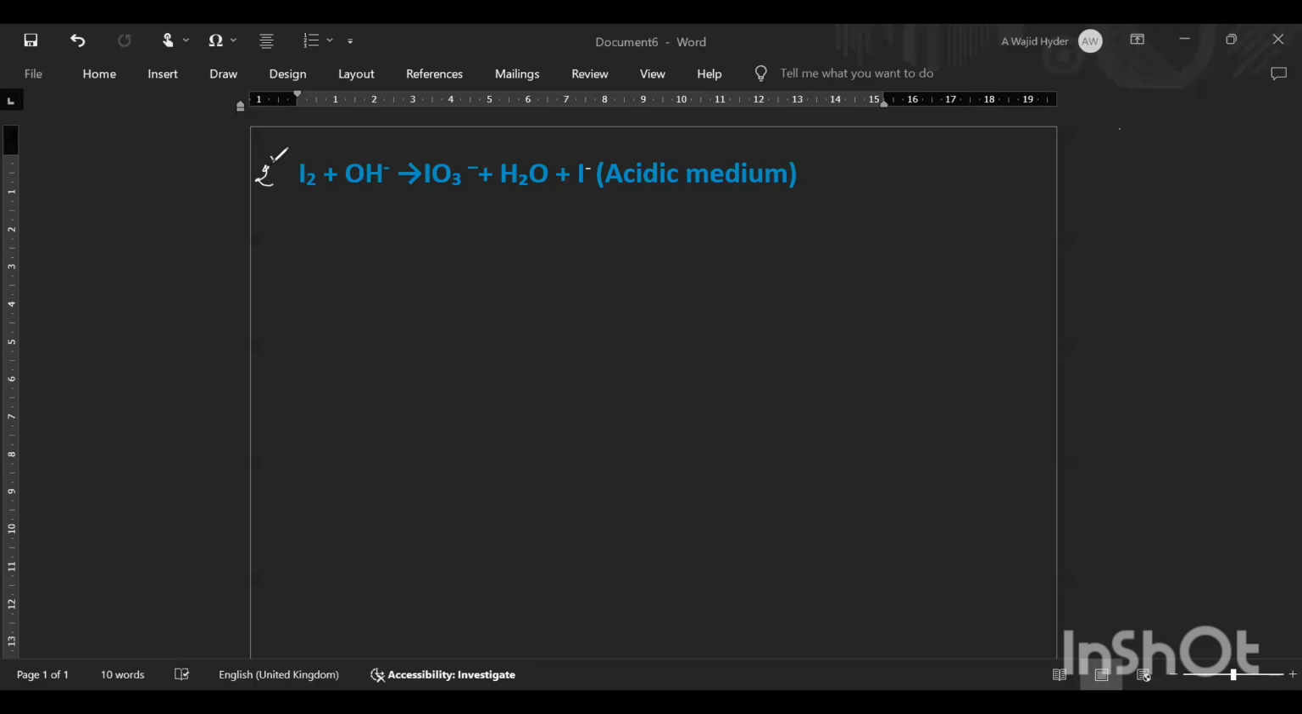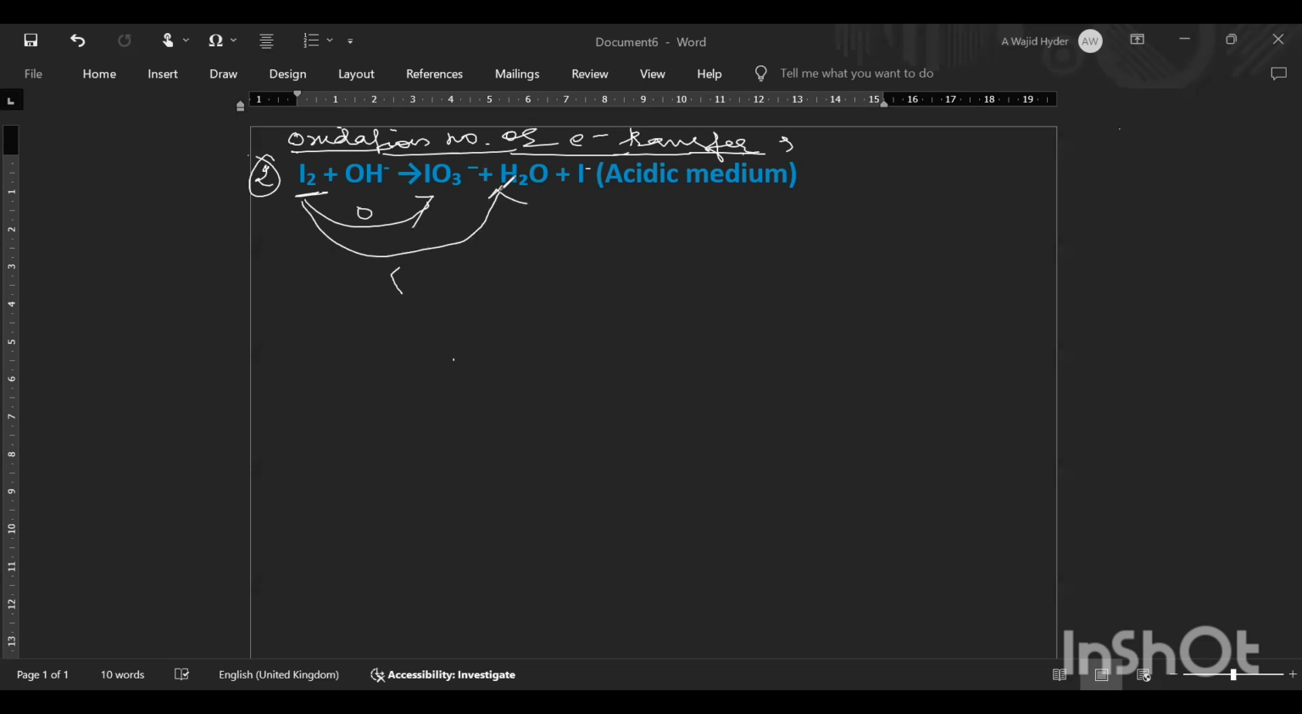See here in this second example, which is a disproportionation reaction. In this reaction also, we are using the oxidation number or electron transfer method. It is a disproportionation reaction which is taking place in acidic medium. How can we say it is a disproportionation reaction? See, the same element is getting oxidized as well as the same element is getting reduced. That's why it's a disproportionation reaction.